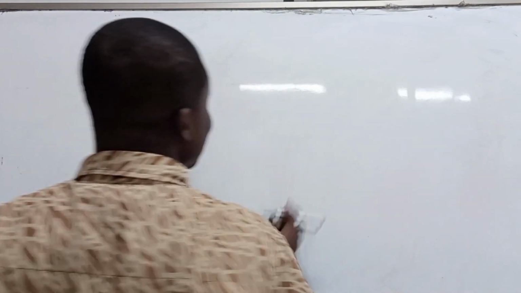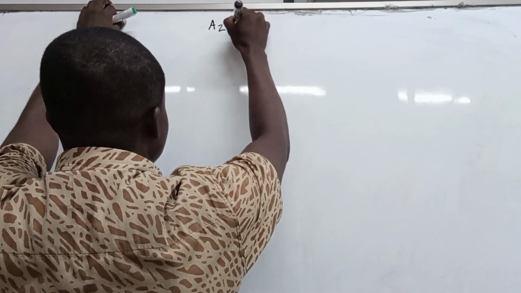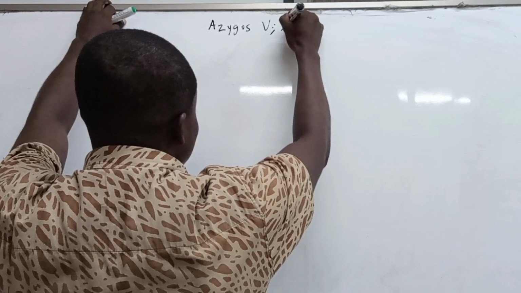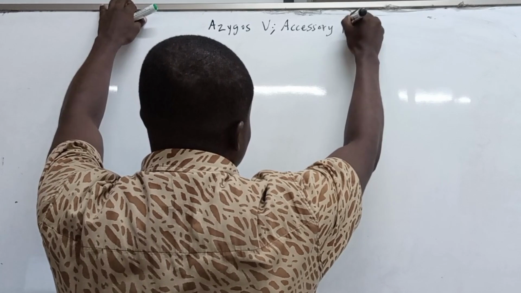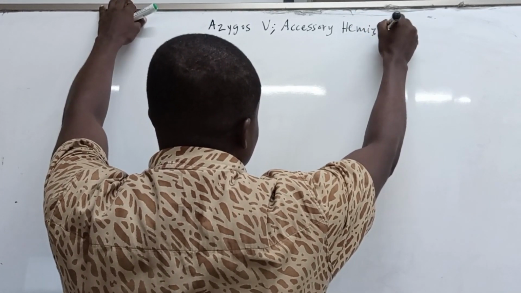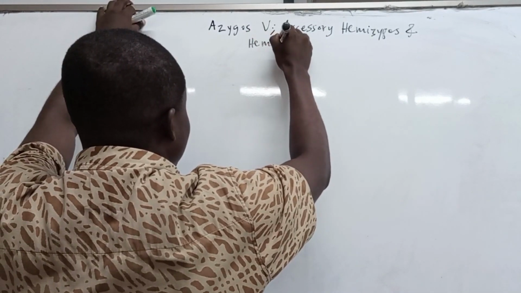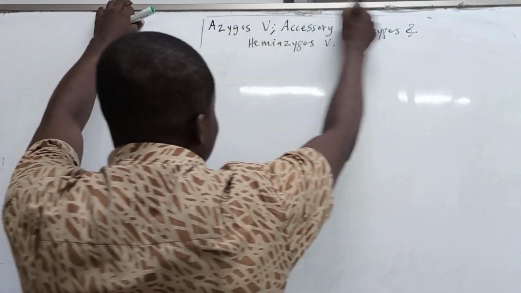Without much ado, let's set the ball rolling, looking at the Azygos system of veins. So my friend, the topic here is the Azygos system of veins. Mainly I'll be talking about the Azygos vein. I'll also be talking about the accessory Hemiazygos, and then of course the Hemiazygos vein. Okay, so these are the areas that I'm going to tackle.